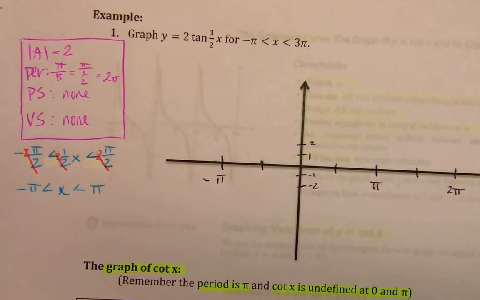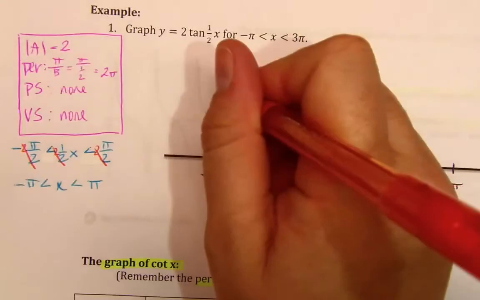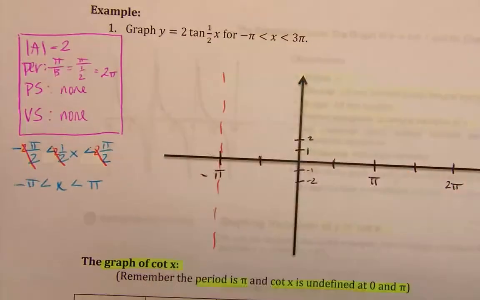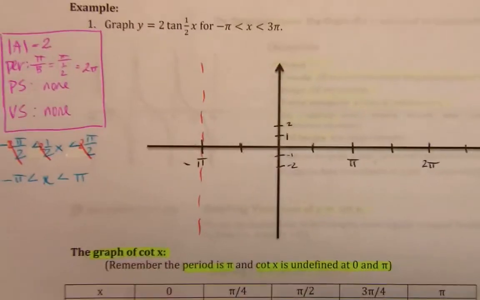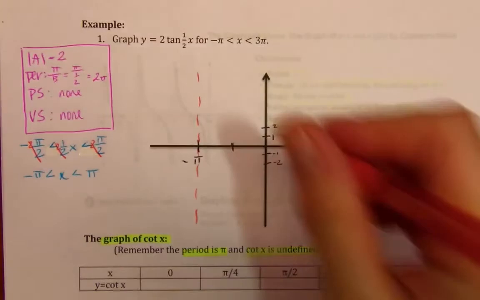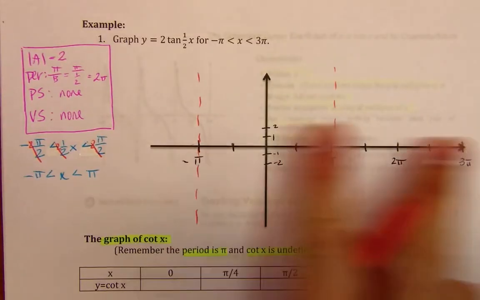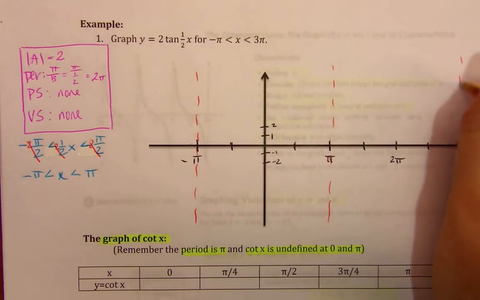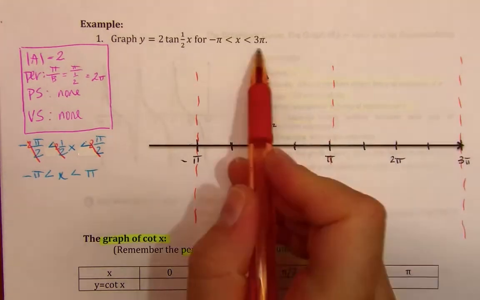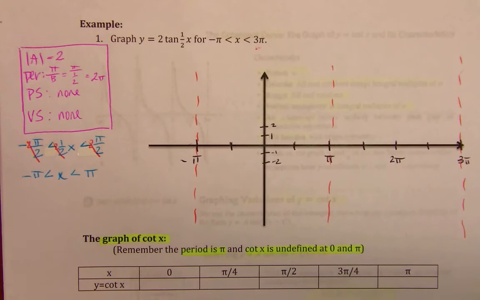And now we can go ahead and mark those as our asymptotes. So we have an asymptote at negative pi. We have an asymptote, I'm going to zoom out a little bit here, at positive pi. And then we can repeat this again so that at 3 pi, since they want us to graph until 3 pi. Well, graphing tangent's going to be really easy for us now.